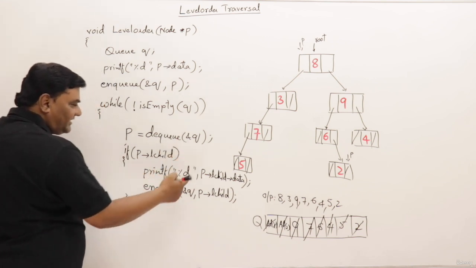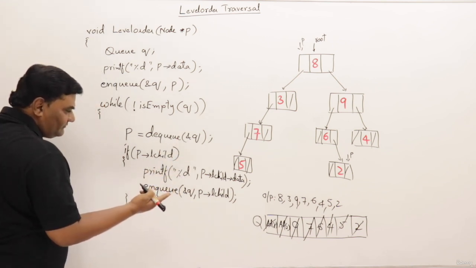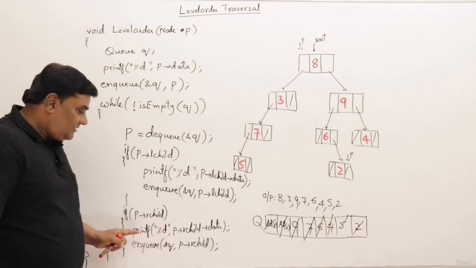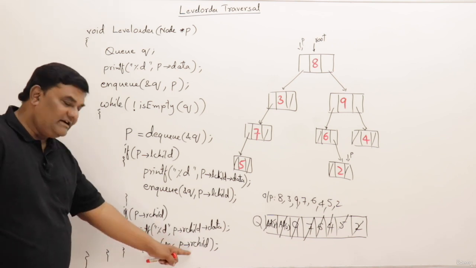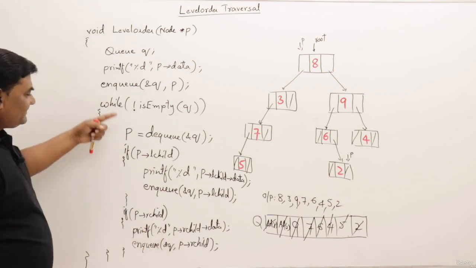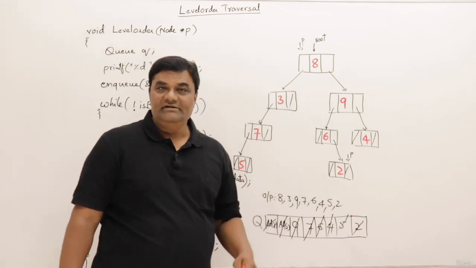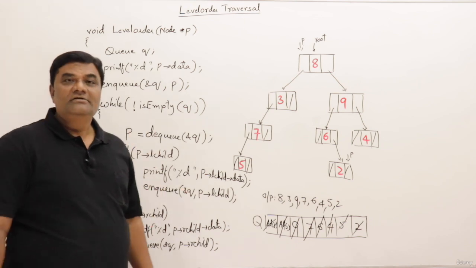Similarly, check for the right child. If right child is there, then print it and insert it into queue. That's it. If p's right child is not null, print the data and insert the address of that right child into queue. And this is the end of the while loop. This procedure will be repeating and printing all the elements from a tree. So that's all. This is the level order procedure.